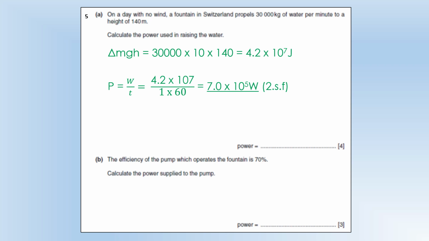The efficiency of the pump is 70%. Calculate the power supplied. So what we need to do is essentially we're going to have to supply more power than the amount we've calculated, because we're only 70% efficient, and we divide by 0.7 to give us what that is.